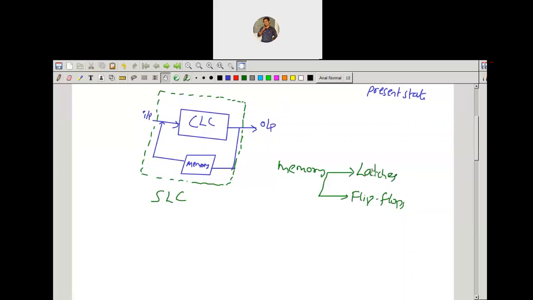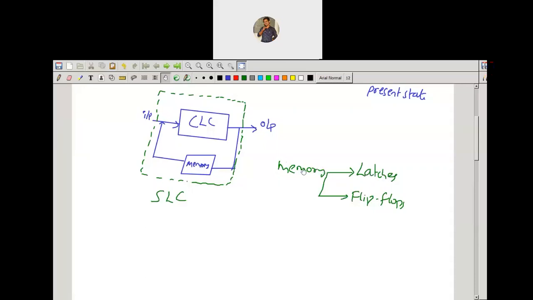So what is meant by latch? If you take your English dictionary, a latch is nothing but holding. It has to hold the data. We are talking binary, so we have to store the zeros or ones. So memory is nothing but storing data.